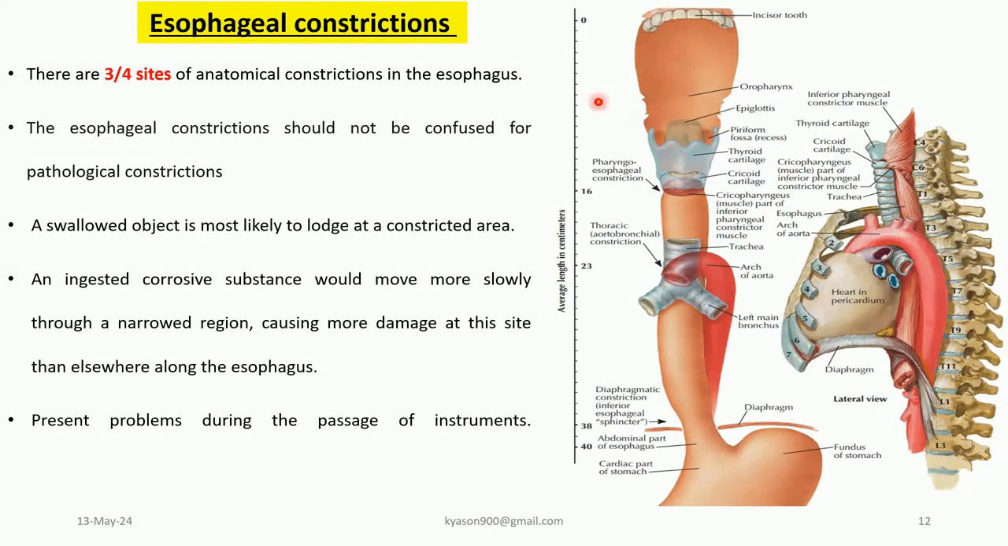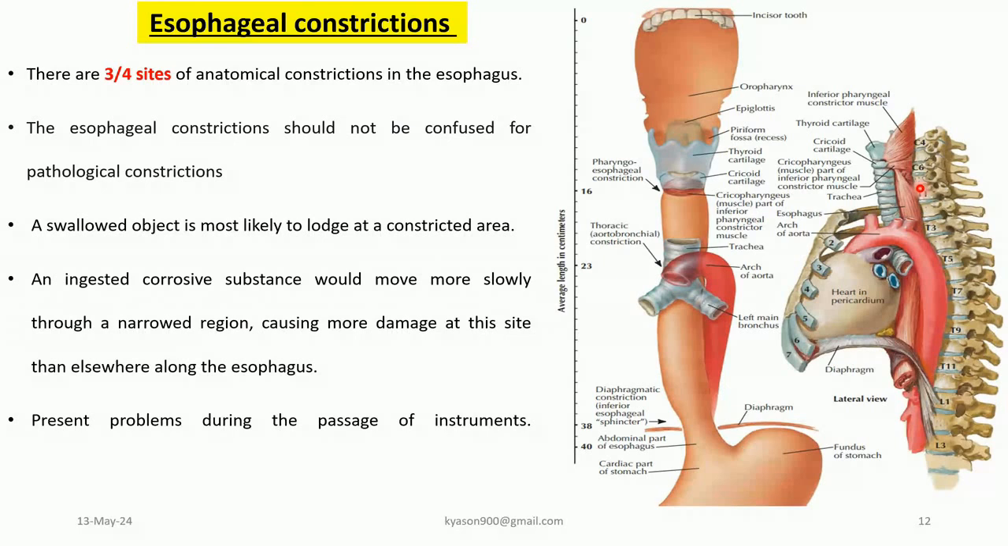Normally, within the esophagus, there are narrowed areas, or what we call constrictions. And these constrictions are anatomical, they are normal constrictions. Okay. These constrictions are going to be there because of the adjacent structures. And they should not confuse you for pathological constrictions. Normally, the esophagus can be constricted in cases of disease, but you shouldn't confuse these normal constrictions with the pathological constrictions, as we shall see later.